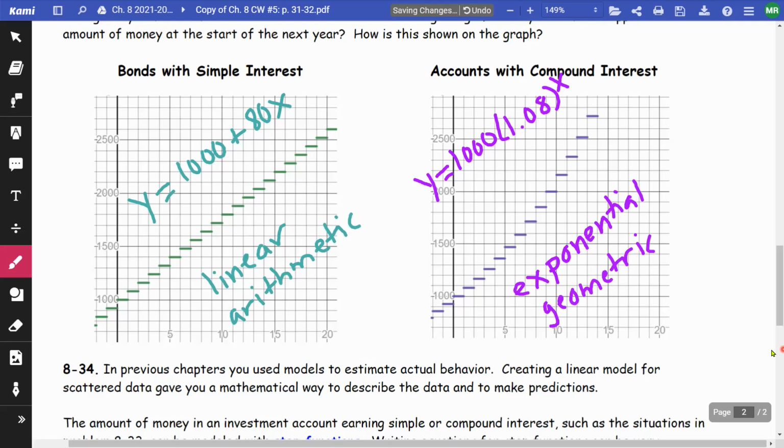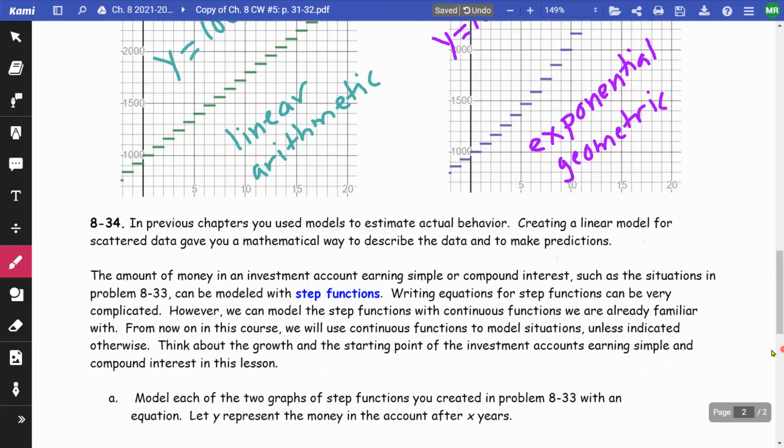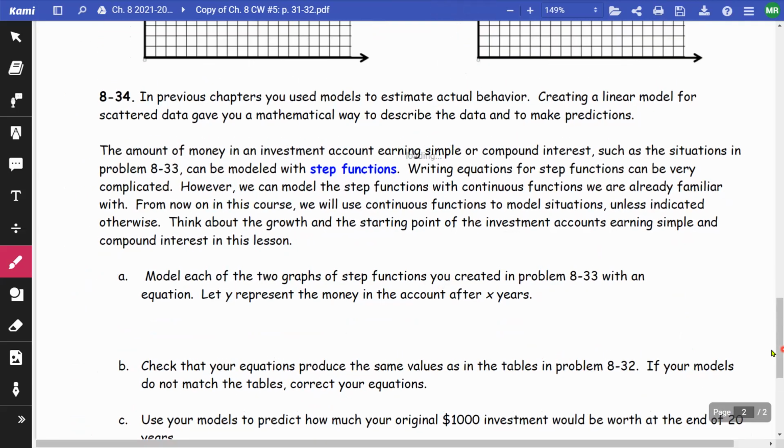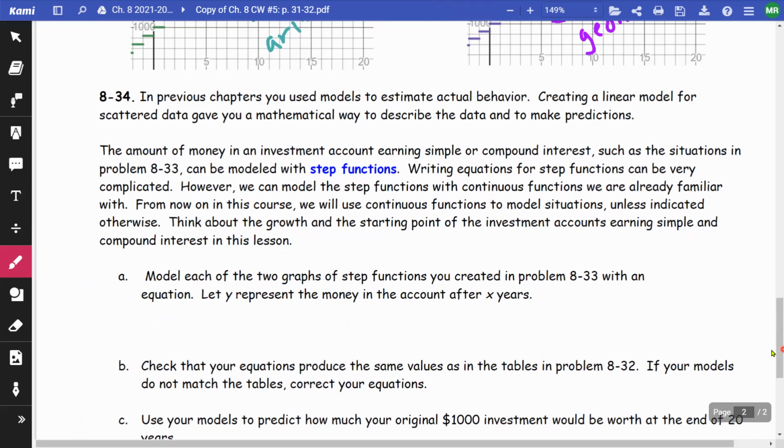Okay, on 8-34, it says in previous chapters, you've used models to estimate actual behavior. Creating a linear model for scattered data gave you a mathematical way to describe the data and make predictions. The amount of money in an investment account earning simple interest or compound interest, such as the situations in problem 8-33, can be modeled with step functions. That's what I made those into. So writing equations for step functions can be very complicated. However, we can model the step functions with continuous functions we are already familiar with. So that's what we were doing here.